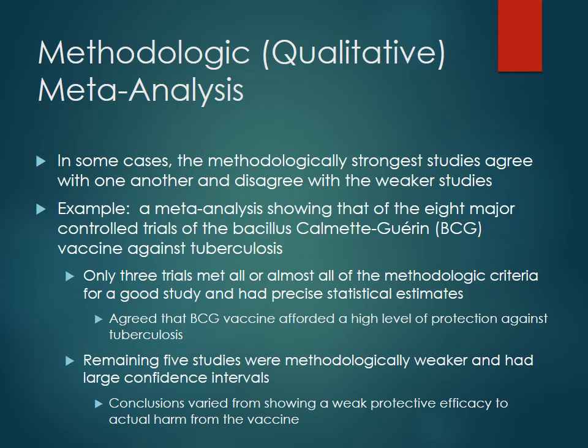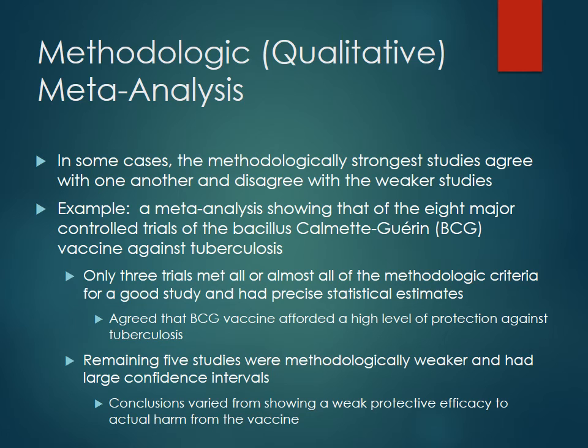And so in some cases, the methodologically strongest studies are going to agree with one another and may disagree with weaker studies, because if you have a nice, well-populated study, you're going to hopefully be able to show differences that really exist. A good example would be a meta-analysis showing the 8 major controlled trials of the BCG vaccine against tuberculosis. They found that only 3 trials met all or almost all of the criteria for a good study that they set out and had precise statistical estimates.